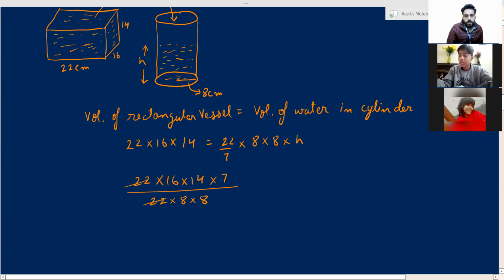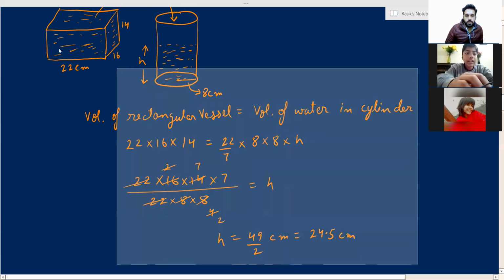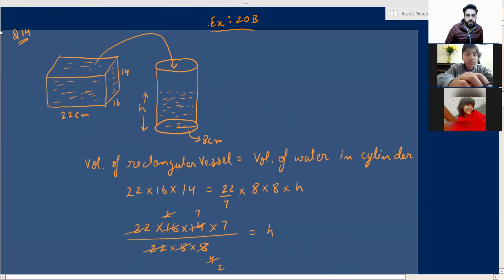So 22 and 22 you can cancel. 8, 2, 4, 2, 7. Height is equal to 49 upon 2 centimeters, which is equal to 24.5 centimeters. Have you all understood the question? Yes, sir. Very good.